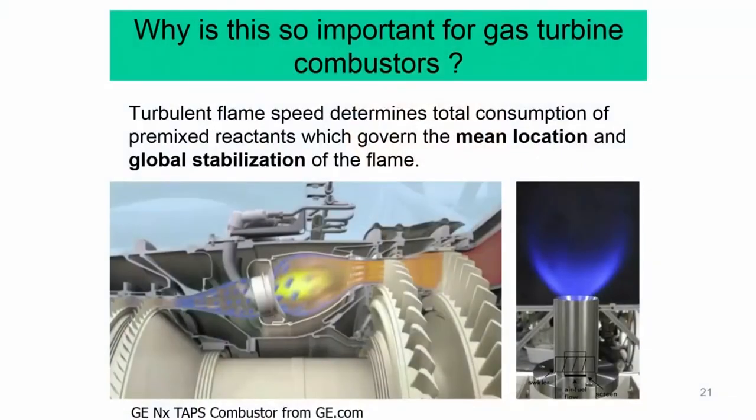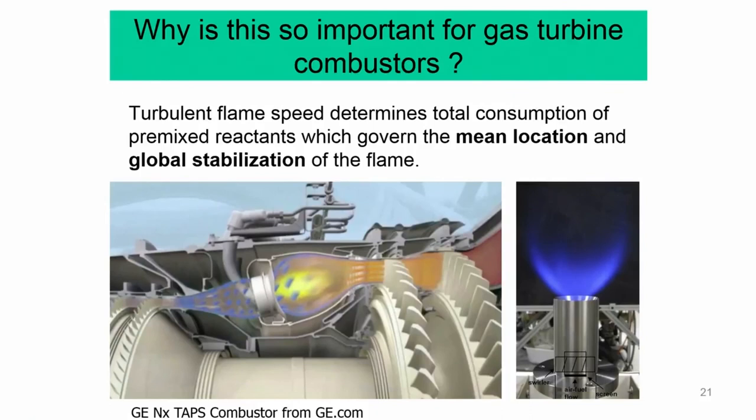So turbulent flame speed gives you two things. It gives you an idea of how fast the mixture is being consumed, and consequently it also tells you how fast the flame can propagate, or conversely, to stabilize the flame, to statistically make it stationary, what is the maximum velocity with which you can feed in the fresh fuel air mixture. That essentially governs your combustor entry speed. In a typical combustor, your entry speed is of the order of 40 meters per second.